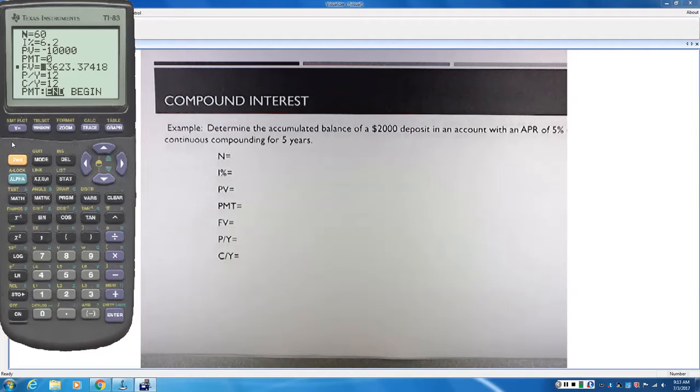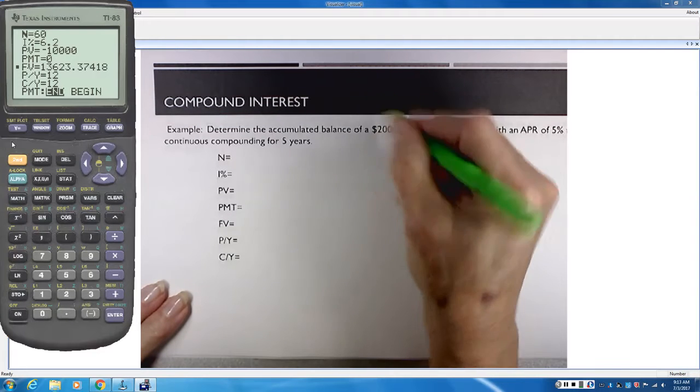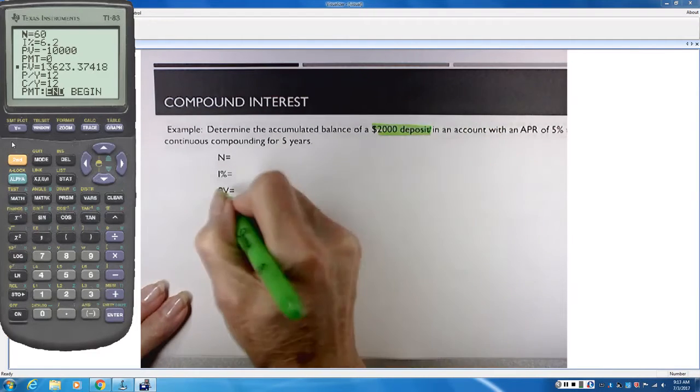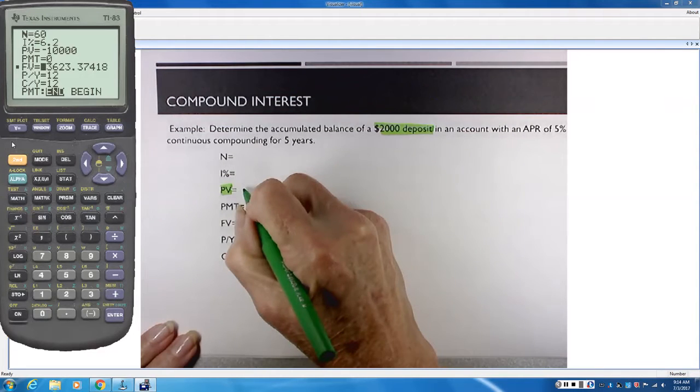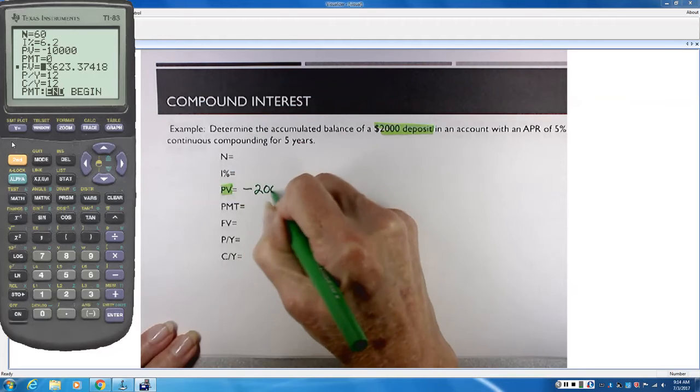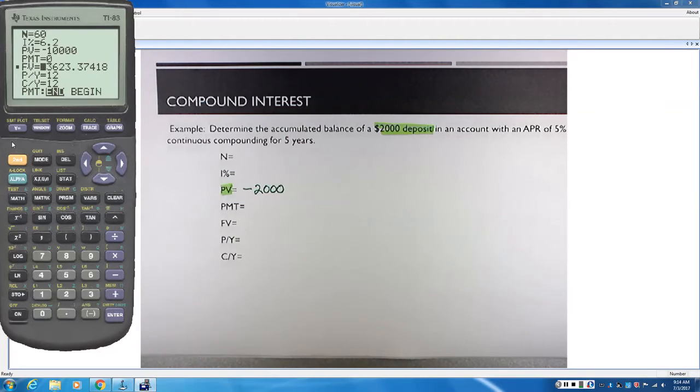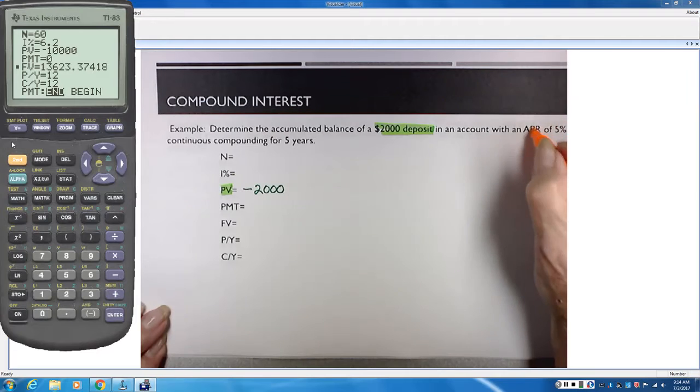Now, this is an example of the one that I know you had problems with. This one says determine the accumulated balance of a $2,000 deposit. So that tells us our present value. And since we're paying it out, or paying it into the account, that's going to be negative $2,000. And the interest rate on that account is 5%.